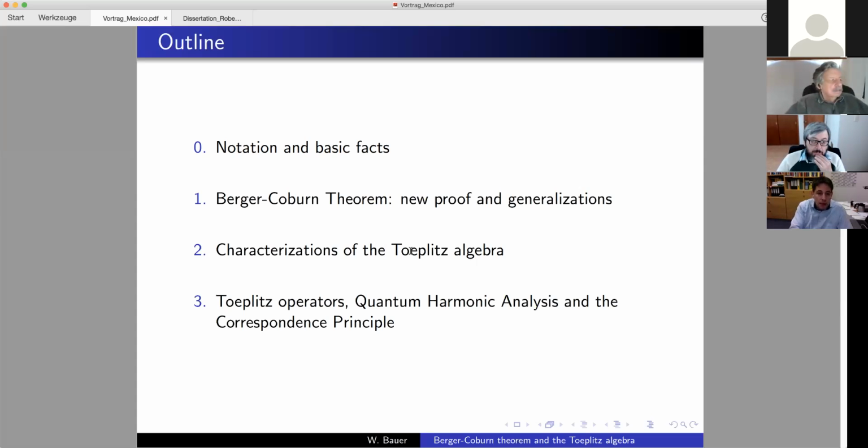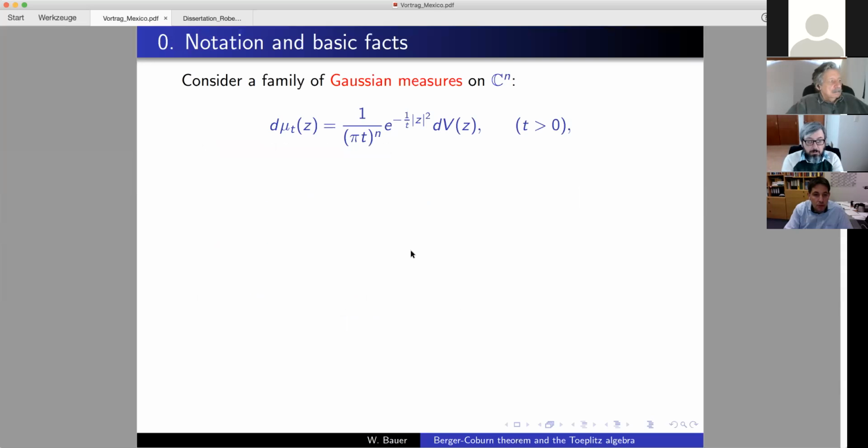And then I want to explain a bit what quantum harmonic analysis and the correspondence principle are, and how to get several old theorems on Toeplitz operators and some new theorems by this principle. And I think this is a very nice framework to look at Toeplitz operators in the setting of the Fock space. So everything will be here in the Fock space setting. Okay, so if there are questions, you can just interrupt me.